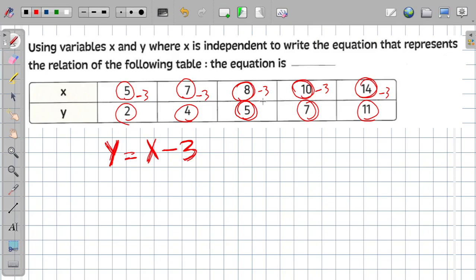Let's try another ordered pair. I have 10 and 7. So when I replace x with 10, I get 10 minus 3 equals 7. So the value of y is 7. So the equation is right.